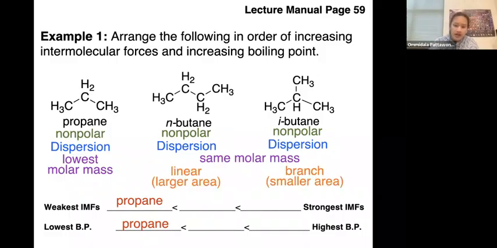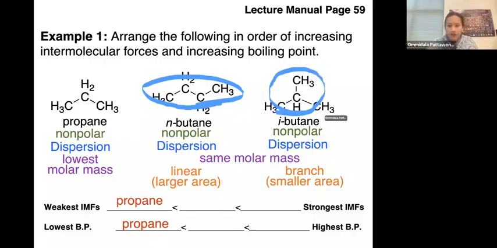This molecule here is linear. This molecule is kind of like a ball, like a branched structure. Therefore, the linear one would allow for a larger area of interaction in comparison to a branched structure. In this case, larger interaction would lead to a stronger dispersion. So the N-butane would have the strongest IMF, and therefore the N-butane would have the highest boiling point.